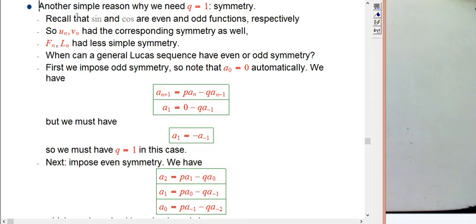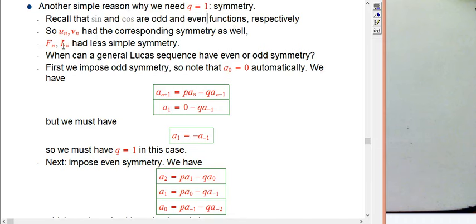Okay, so one of the most beautiful things about sine and cosine is that they are odd and even functions respectively. And so u_n and v_n, those were just sine and cosine, admittedly of complex arguments, but they're still odd and even. They had corresponding symmetry.